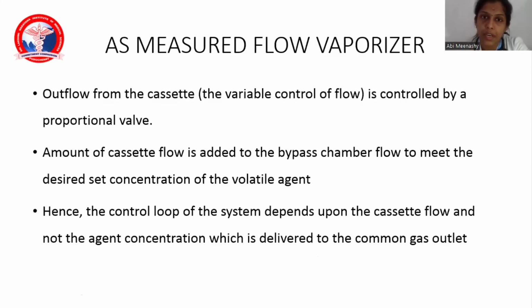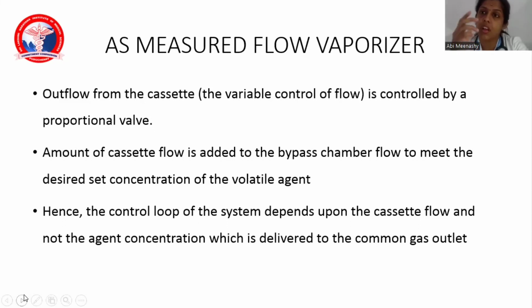As a measured flow vaporizer, the outflow from the cassette, the variable control of flow, is controlled by a proportional valve. That proportional valve is controlled by the CPU. Whatever concentration you enter in the CPU will be decided. The amount of cassette flow is added to the bypass flow to meet the desired concentration of the volatile agent. The desired concentration is whatever the anesthetist sets in the computer. Hence, the control loop of the system.